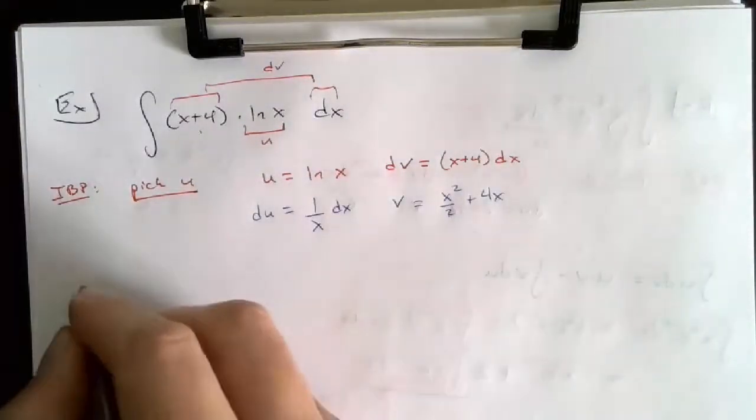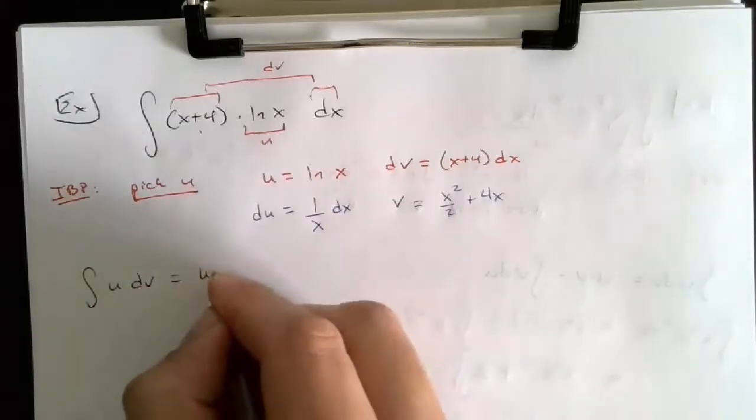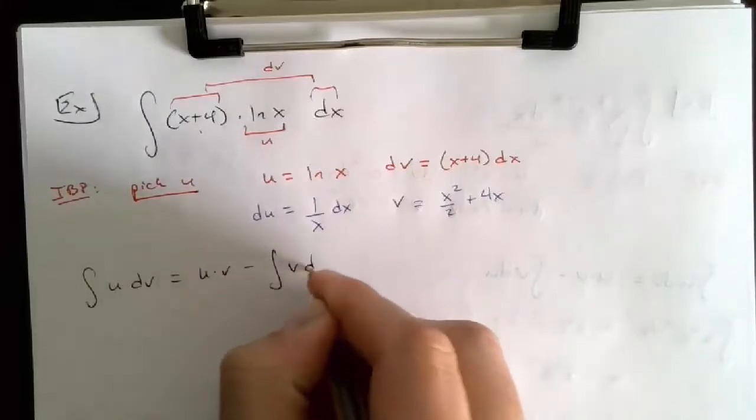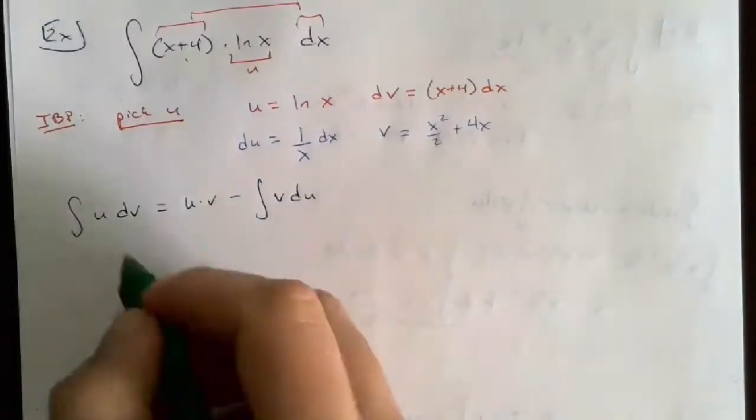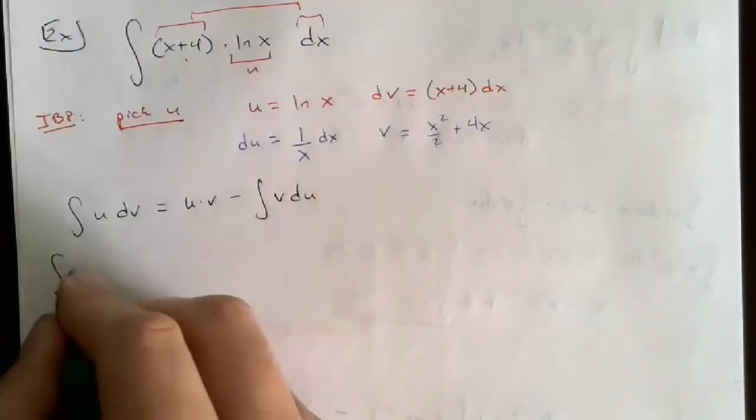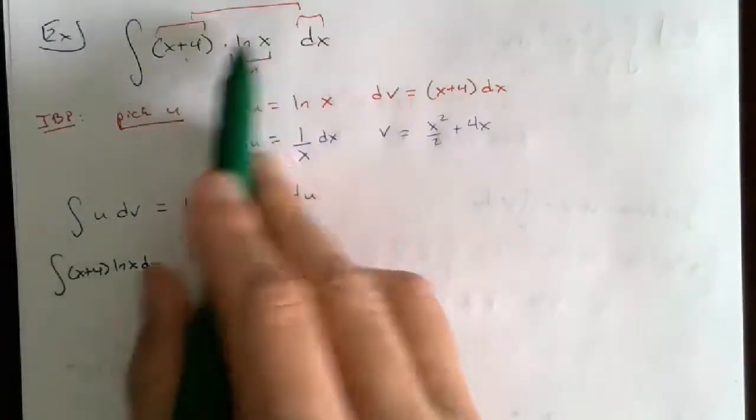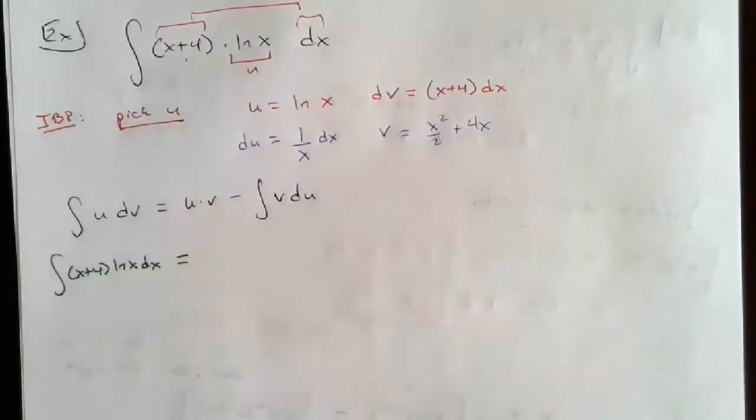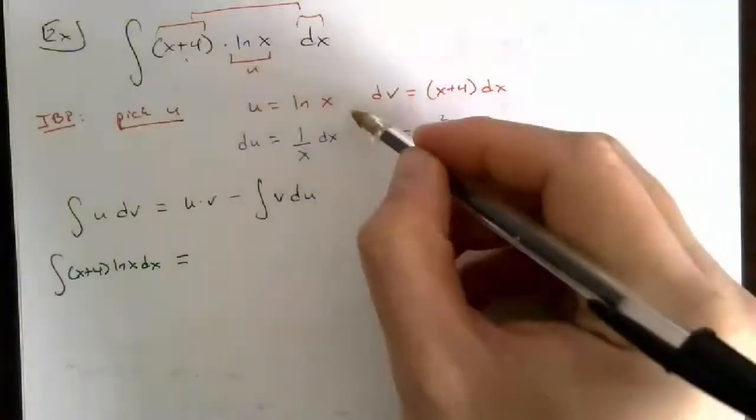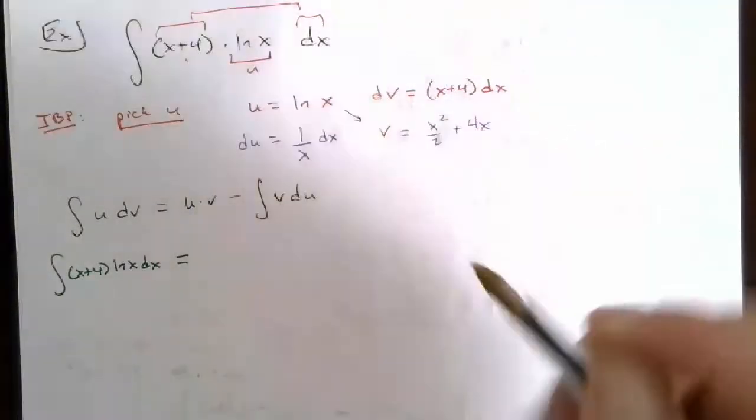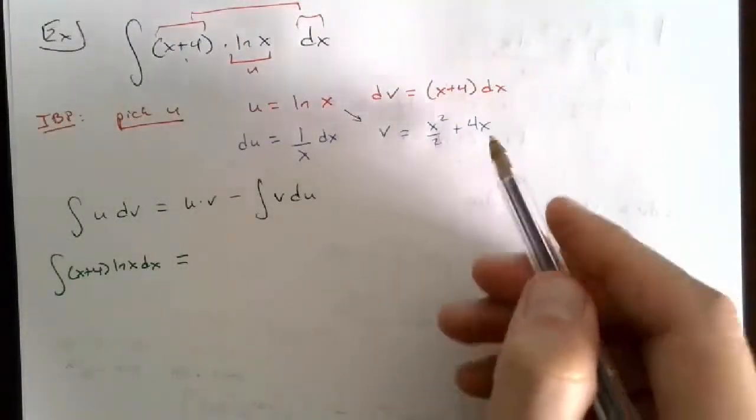Remember, the formula is this, right? It's the integral of u dv is equal to u times v minus the integral of v du. Substituting into this, remember the integral of u dv is really just what we call the original problem. So this is x plus 4 times ln x dx, right? This is u dv. Remember, these are placeholders. And it's equal to uv. When I say uv here, u times v, I think of it as just going down this cross, u times v. So it's ln x times the x squared over 2 plus 4x.